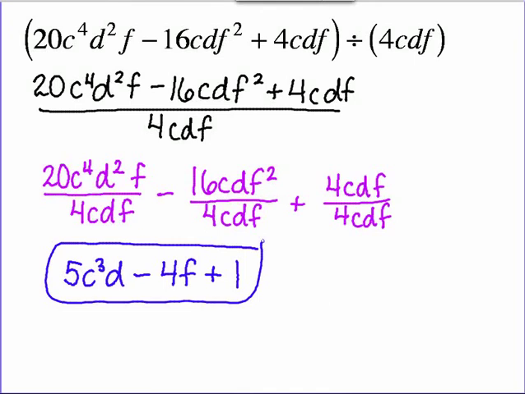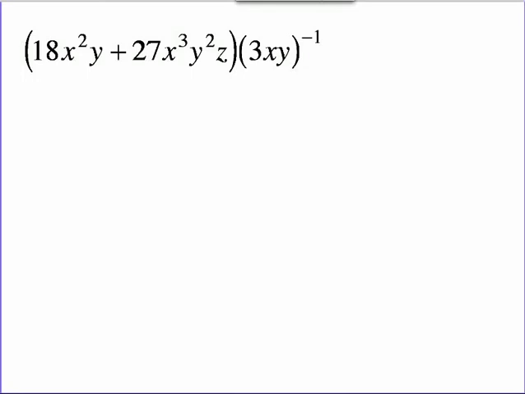Okay, not too bad. Now there's still yet another way that your book's going to write this problem. Do you see what they've done? They've put it to the -1 power. And remember, to the -1 power means in the denominator. So when you see that -1 right here, what that means is that I can put that over 3xy, and then that's gone.